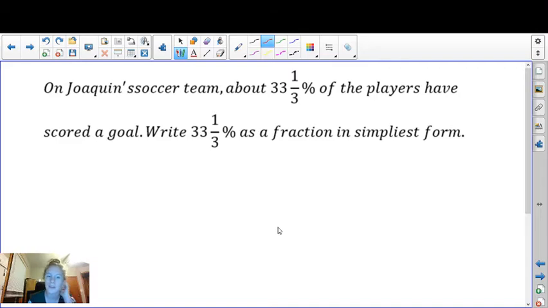On Joaquin's soccer team, about 33 1/3% of players have scored a goal. Write 33 1/3% as a fraction in simplest form. First things first is we need to take this mixed number and turn it into an improper fraction. So 33 times 3 is 99, plus 1 more is 100.